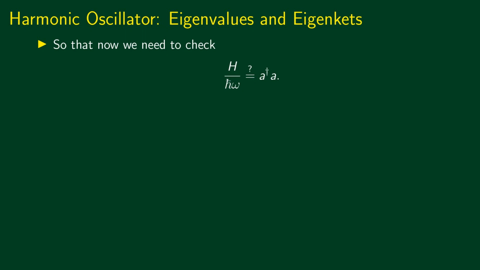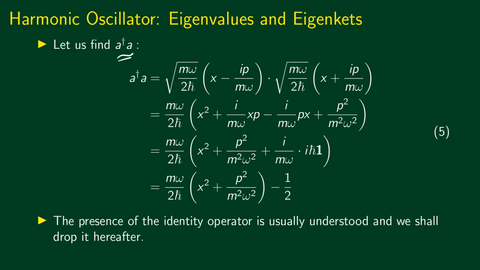Now we need to check whether h divided by h bar omega is actually equal to A dagger A. So let us find A dagger multiplied by A and see if it gives h divided by h bar omega. This is A dagger from our previous slide, and this is the operator A. Let's multiply these operators. Square root of m omega divided by 2 h bar multiplied by square root of m omega divided by 2 h bar is m omega divided by 2 h bar, which we write here. Now we have to take each term in this bracket and multiply it with each term in this one.